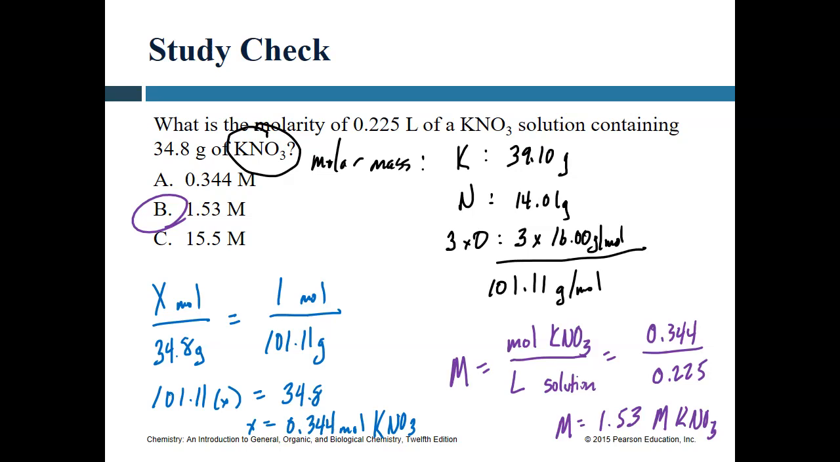Now, not every problem is going to follow this exact same construction. Some of them are going to go in opposite directions. So maybe I know the molarity and I'm trying to figure out the mass that I need to weigh out. And again, we can work with that. We just need to redirect our approach if we do.